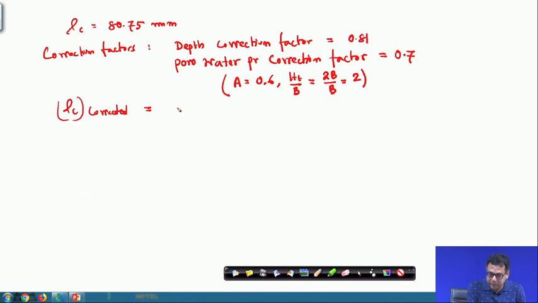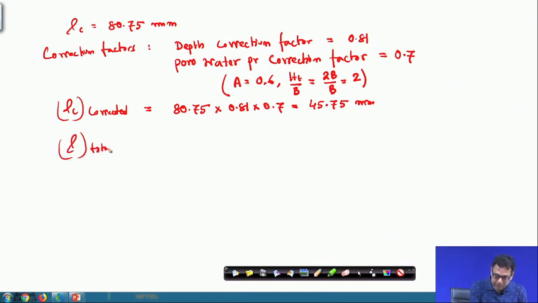settlement, consolidation settlement is 80.75 into 0.81 into 0.7. So, that is equal to 45.75 millimeter. So, the settlement total is equal to 6.8 plus 45.75.